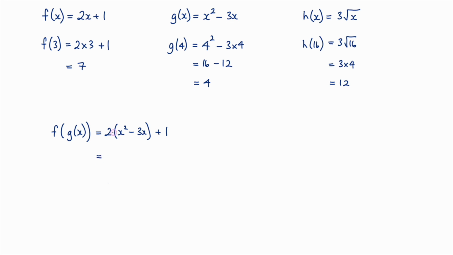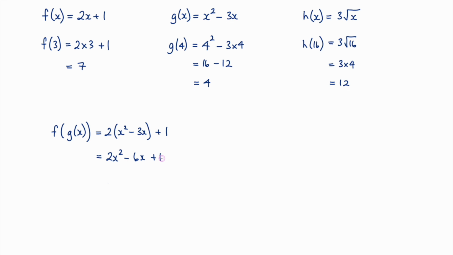We can now expand the brackets. 2 multiplied by the x squared, that's 2x squared, minus 2 multiplied by the 3x, that's 6x. And we just got the plus 1.